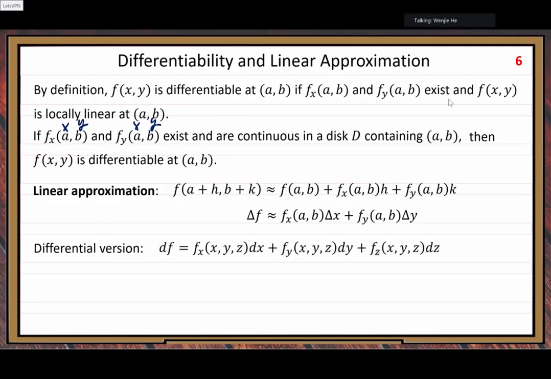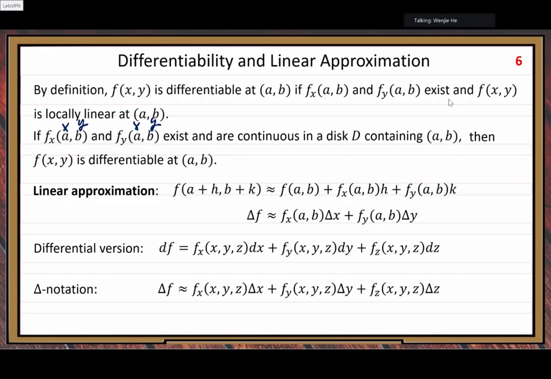There is also a differential version, where we use df, dx, dy. You can see that's an equal sign. That's because of the differential: we take the limit as dx, dy approach 0, and there we get an equal sign. So in the differential version you can use the equal sign. Then the delta notation, for the three variable case. So these are the two versions.